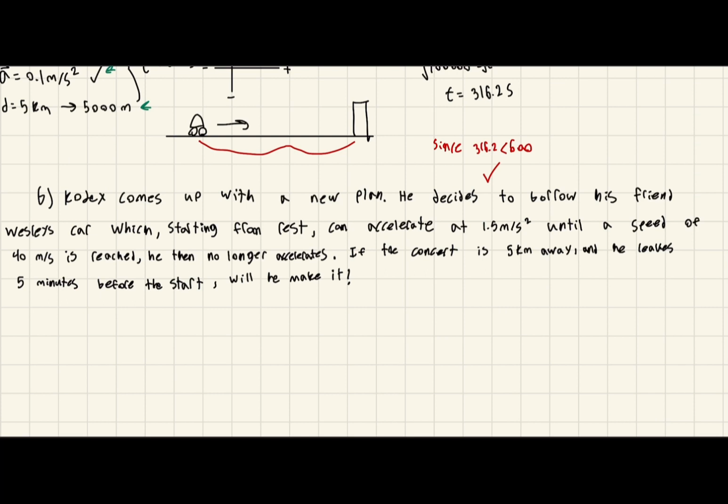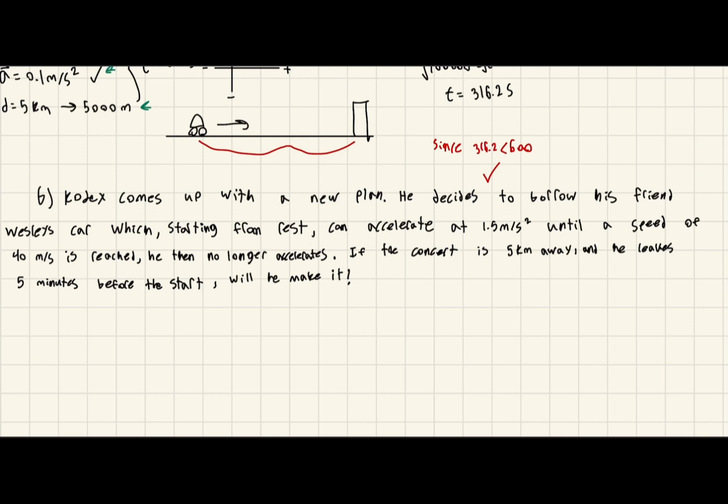Okay, so let's try to start it. Let's read the problem. Codex comes up with a new plan. He decides to borrow his friend Wesley's car, which, starting from rest, can accelerate at 1.5 meters per second squared until a speed of 40 meters per second is reached. He then no longer accelerates. If the concert is 5 kilometers away and he leaves 5 minutes before the start, will he make it?